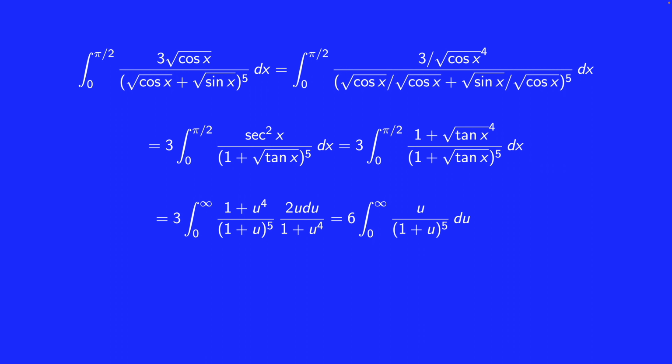And don't forget the endpoints, right? When x is 0, u is 0, but when x goes to pi over 2, u is going to infinity since u is just tan x.